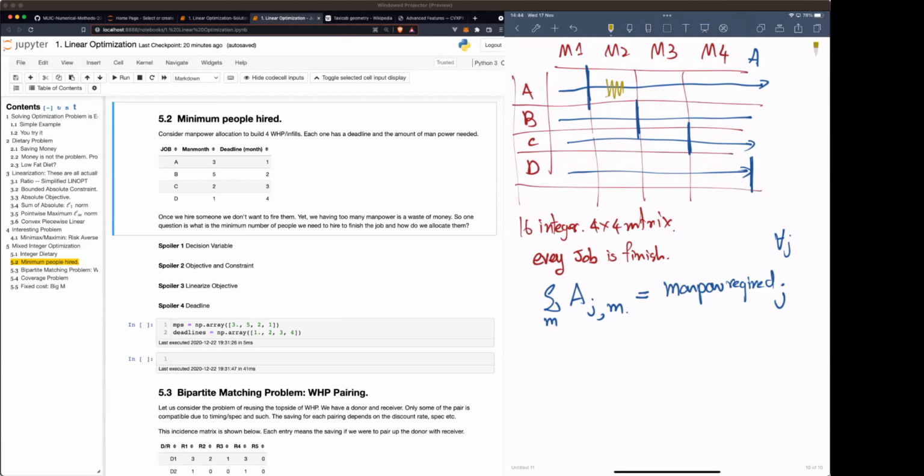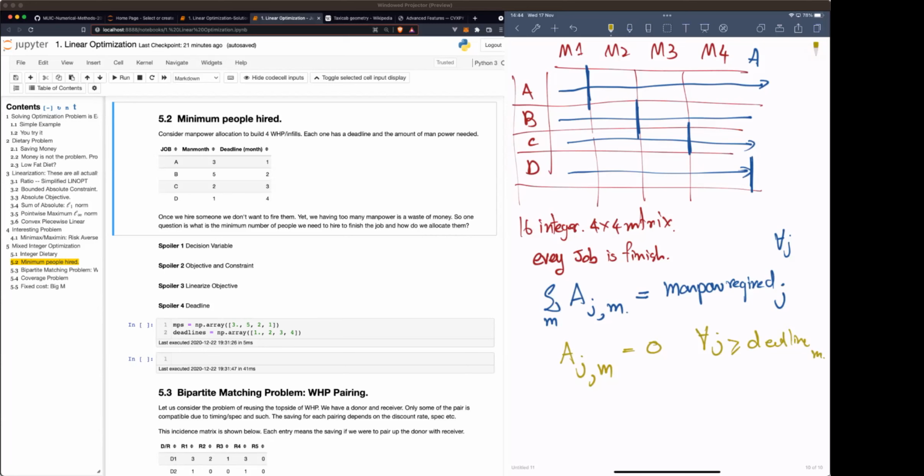0, right? So that means A_J,M equal to 0 for all J greater than or equal to deadline M. That's good, right? So with these two, you guarantee it. This is exactly what Saran was saying, that you sum up to a certain point, but that also means that the rest has to be 0.